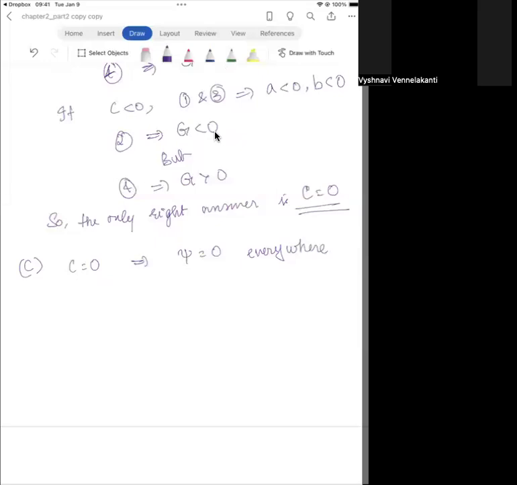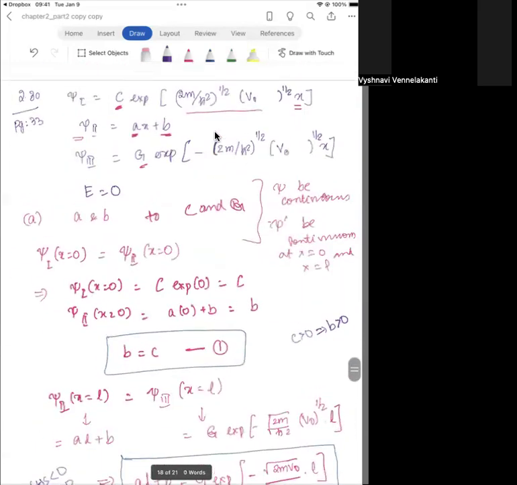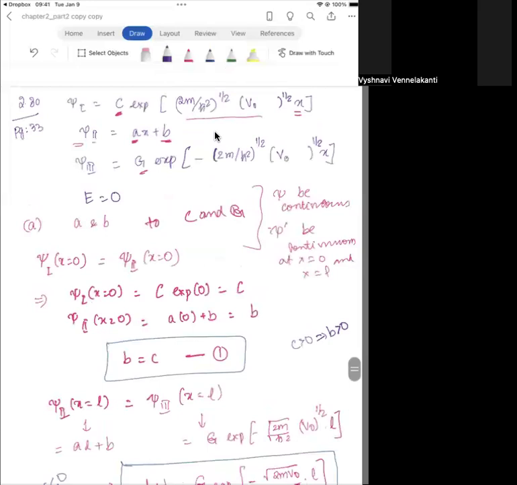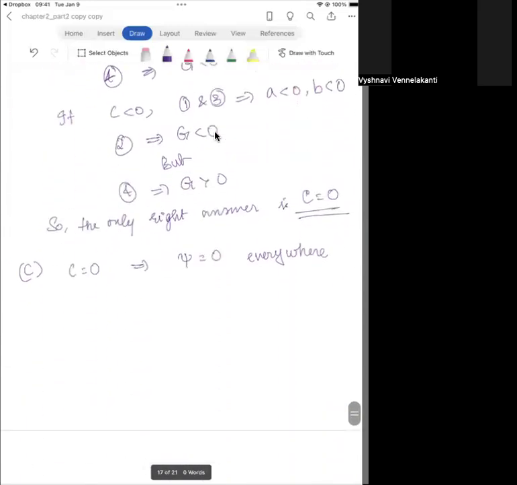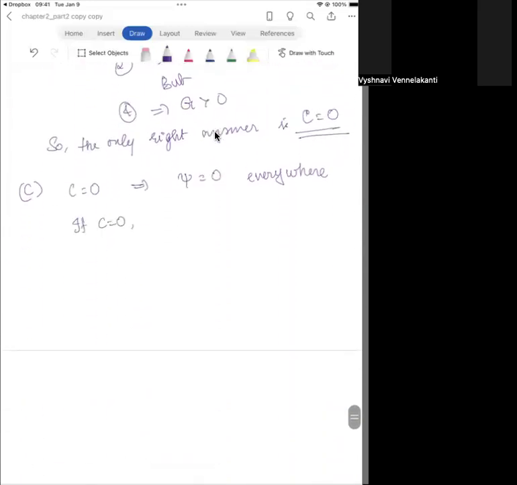So E equals 0 is not an allowed value. So let's go back here. So if C is 0, obviously this will be 0 because you're multiplying everything by C. C is equal to B, so B is going to be 0, right? So your wave function is going to be AX. But A is dependent on C. So if C is 0, it means A is 0, right? C equals 0, A equals 0, and B equals 0. So psi 2 is definitely going to be 0 because it's AX plus B that is going to be 0.